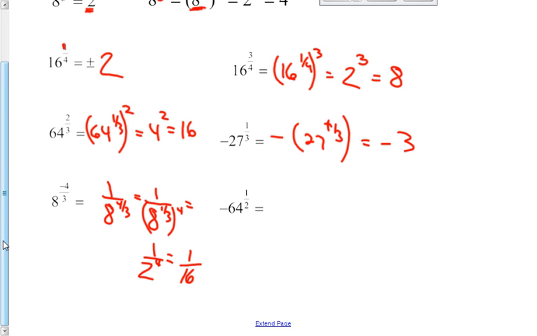This last one on the slide is negative 64 to the 1/2. Is this a flip it question, or is this like this one where it's just the negative of? Yes, it's just the negative of 64 to the 1/2. Now remember, the 1/2 power is exactly the same thing as looking at the square root of 64. I know the square root of 64 is 8, so this answer is the opposite of 8, or just negative 8.